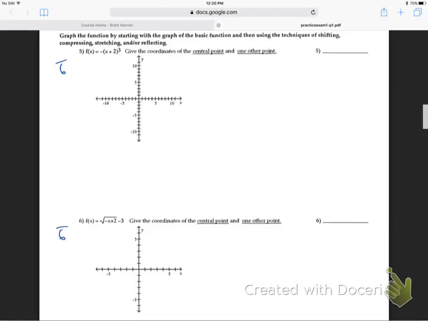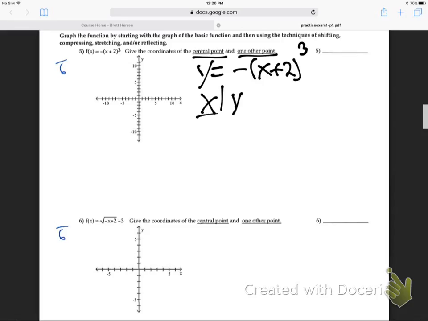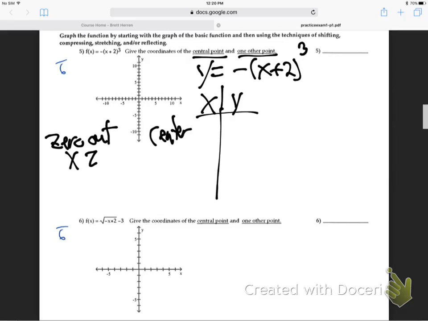Okay, so on this one, how are we doing? 20 minutes, all right. We've got y equals negative x plus 2 cubed. This is not piecewise. This one's not in pieces, right? It's just one function. So remember how I suggested you graph these. Central point and one other point. So make an xy table. I'm going to find the center point and one other point. How do I find the center point? Zero out the x zone.